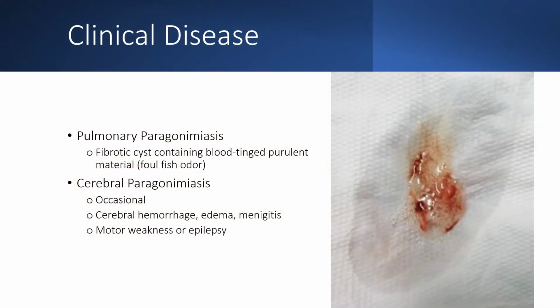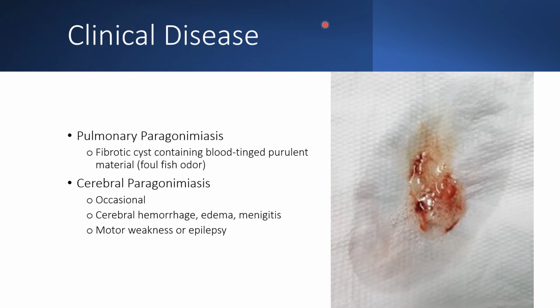Let's proceed with the clinical disease. Metacercariae of Paragonimus penetrate the intestinal wall and migrate to the abdominal cavity. This may cause abdominal tenderness, nausea, and vomiting. Then they migrate to the lungs and develop to adult worms that cause pulmonary paragonimiasis. What is happening here? The adult worm initially causes eosinophilic granulomatous inflammation in the lungs, which leads to the formation of encapsulating fibrotic capsules or cysts surrounding the worms. The cysts are commonly found on the right lung.